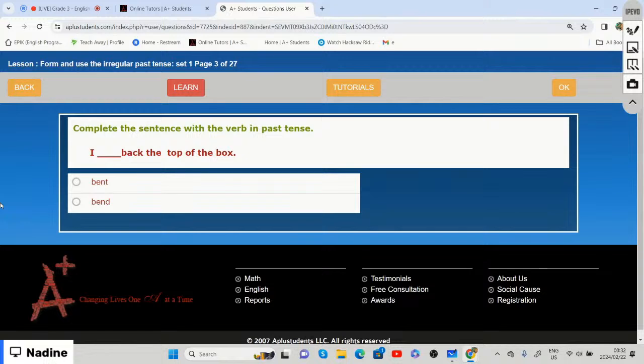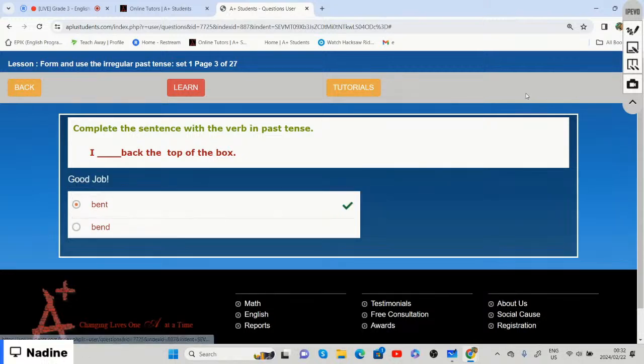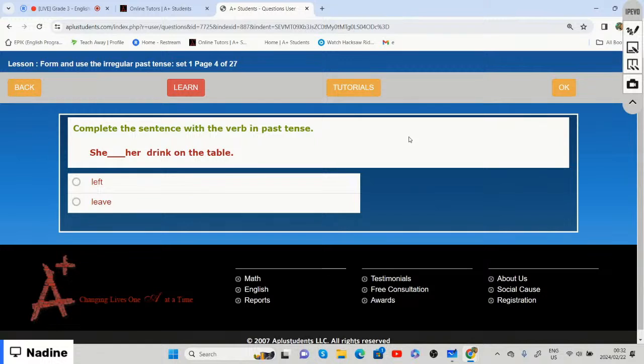All right. And if we use the correct one, we say, I bent back the top of the box. And bent is correct, so well done, bent, right?